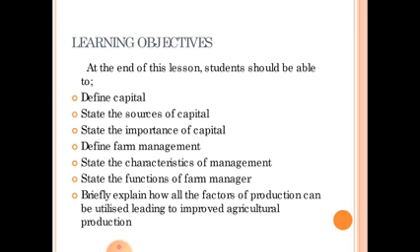Also, we were able to look at the characteristics of management. We said it is mobile, an entrepreneur is a risk bearer, it coordinates and controls other factors of production, and most importantly, the reward for management is profit. We're also able to look at the functions of a farm manager. And also we're able to look at how all the factors of production can be harnessed for improved agricultural production.